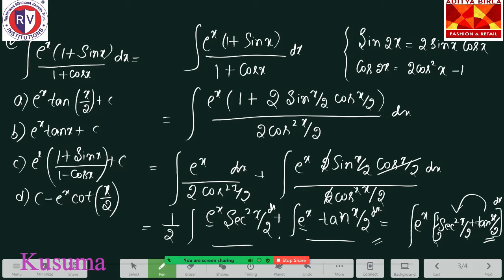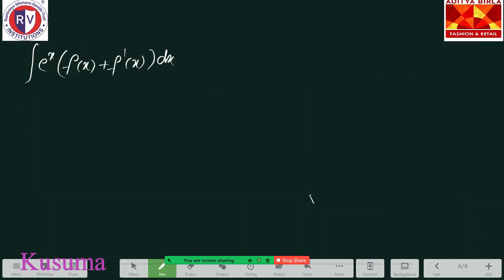Okay, if e to the power of x is taken common, what is left with us is 1 by 2 into secant square x by 2 and tan x by 2. So this will take this form. So in that expression, if I consider f of x is equal to tan x by 2, what is our f dash of x?